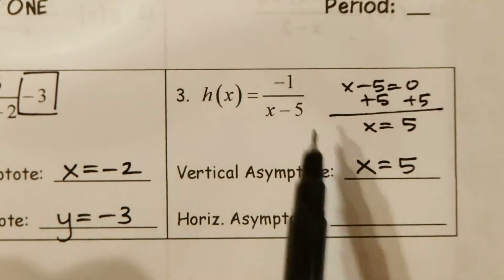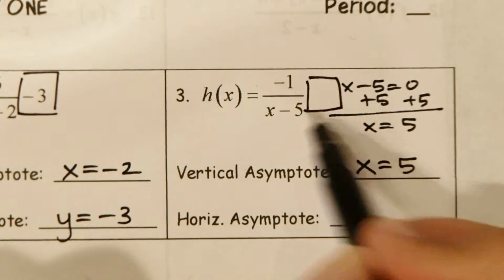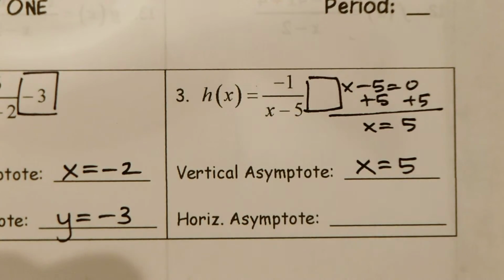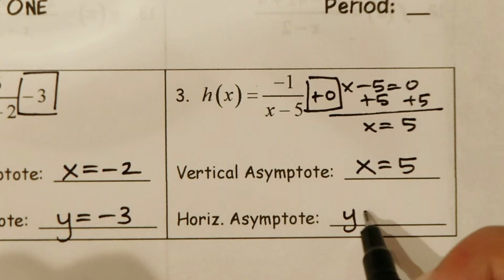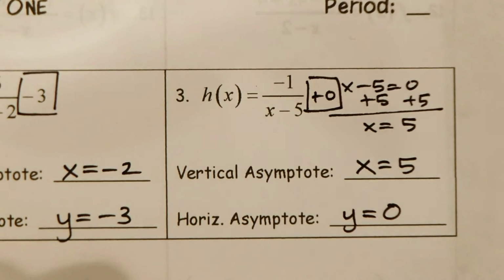Horizontal asymptote, we can see here that there's no translation. It hasn't been moved up or down. This is basically plus 0. So our horizontal asymptote is going to remain at y equals 0, just like the parent function.